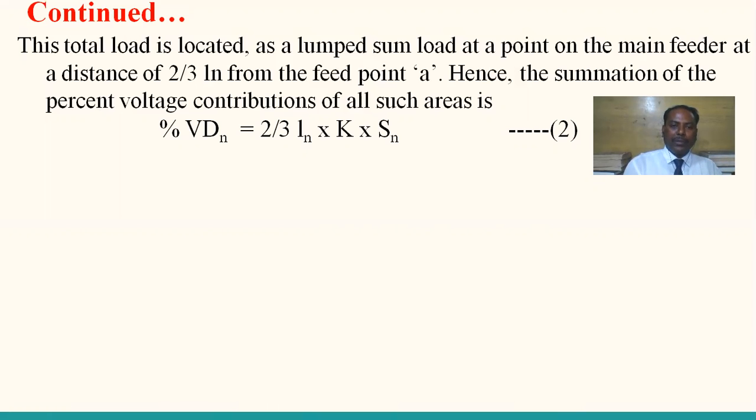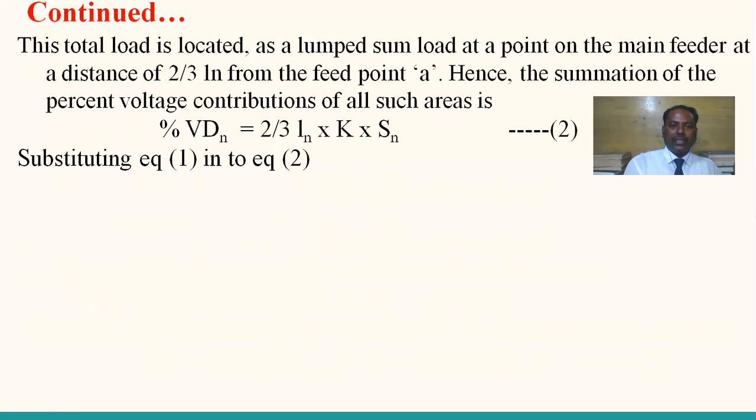This equation is familiarly written in the case of the square shaped area as well as in the case of the hexagonal shaped area. Once again I am telling you, this way the voltage drop of a uniformly distributed feeder derivation we will derive later. But in all these cases we directly write 2/3 of ln as the load center, k is the percent voltage drop in terms of kVA mile, and Sn is the load. Observe this point and remember this point, students.